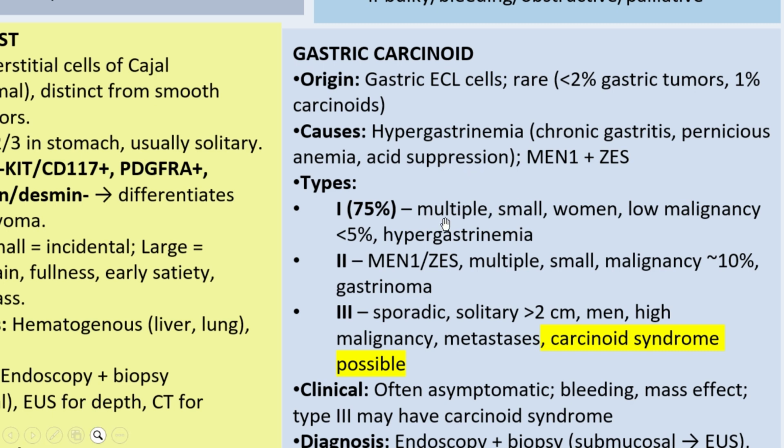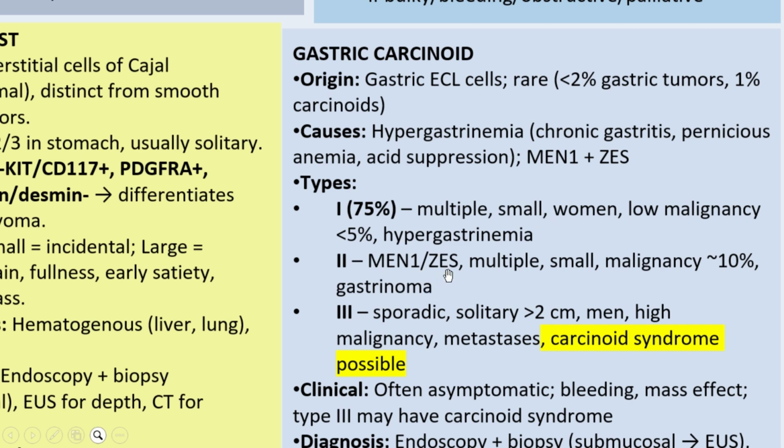So we're going to have types of this gastric carcinoid, and they can be type 1, type 2, and type 3. Type 1 is 75% of the cases. It's multiple, small, occurs in women, and has low malignancy, and it's most associated with hypergastrinemia.